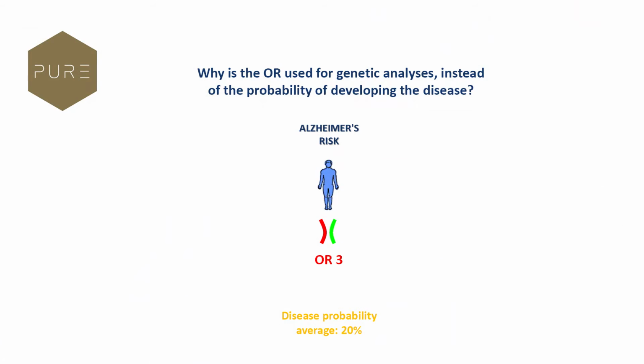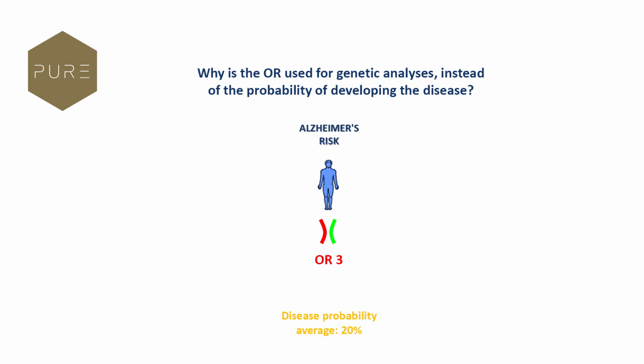Wouldn't that be more interesting? Doesn't it tell me more to find out I have an 80% likelihood of developing Alzheimer's disease? Isn't that better than knowing my risk is 4 times higher? And for this, I want to show you an example of why we don't usually do this.